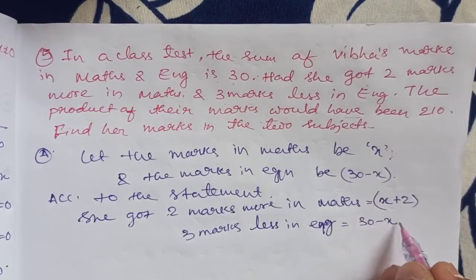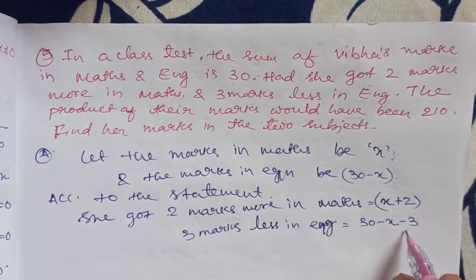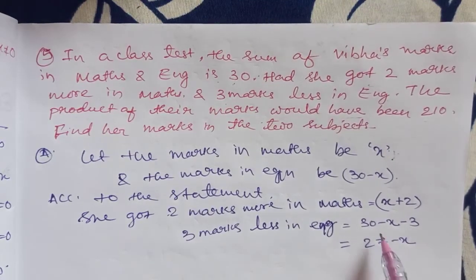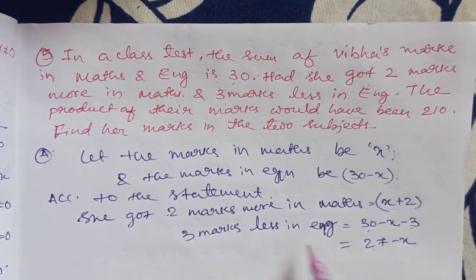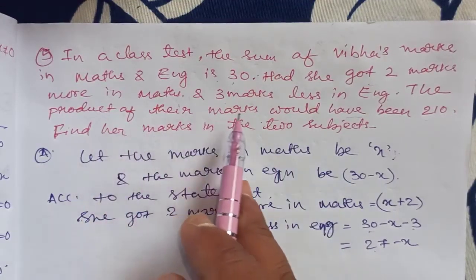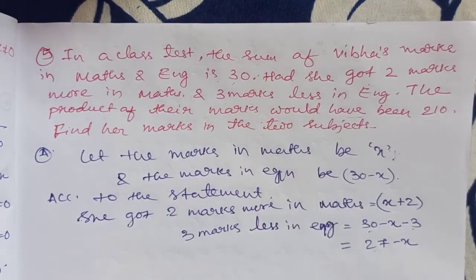30 minus x minus 3, again 3 marks less she got. So it will become 27 minus x, since 30 minus 3 is 27 minus x. In this way we can represent her marks, whether it is increasing or decreasing. Now the last step of the question: the product of their marks would have been 210.